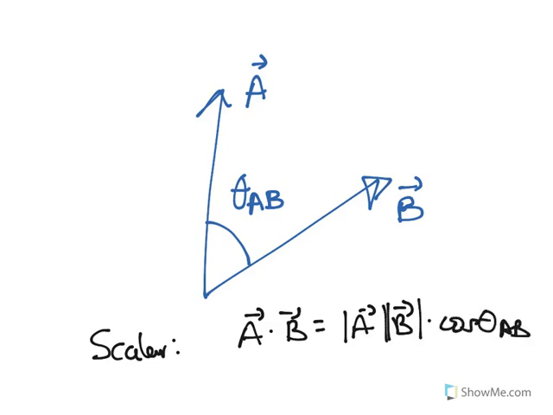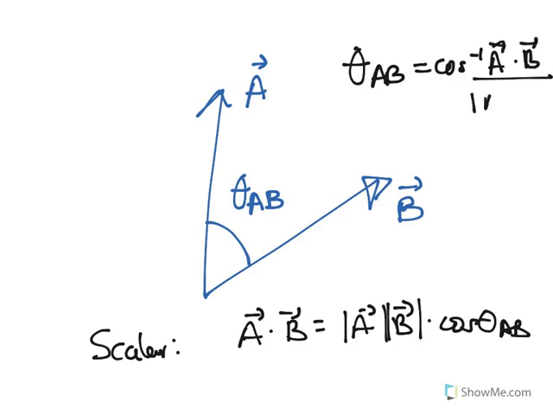This means that if we want to find the angle between both of them, and this is one of the applications, the angle between two vectors is found as the inverse cosine of the dot product A dot B over the magnitude of A times the magnitude of B, and this is solving from this equation.